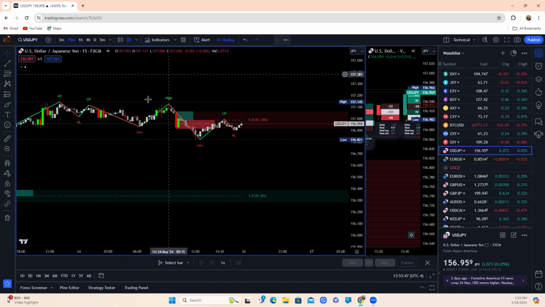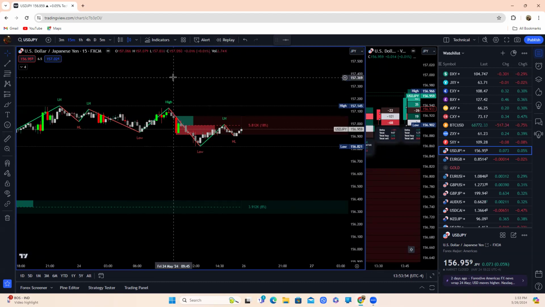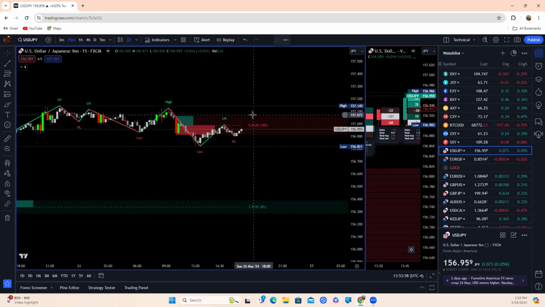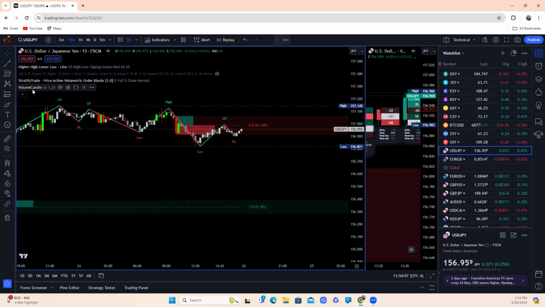So with that being said, I'm currently sharing, there we go. Okay. So currently sharing the 15-minute chart. One of the new things that I added here is the volume candles. I put this volume candle indicator on here, and I'll get into the details of that.